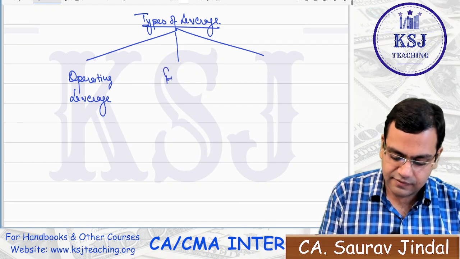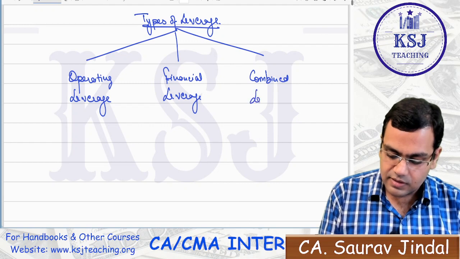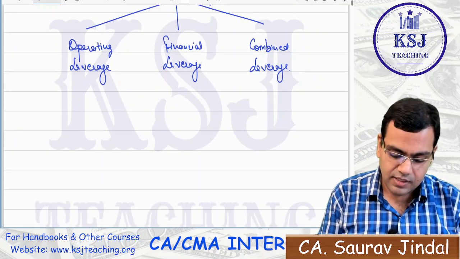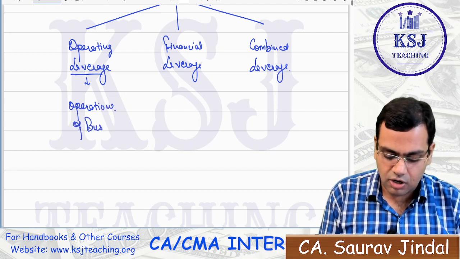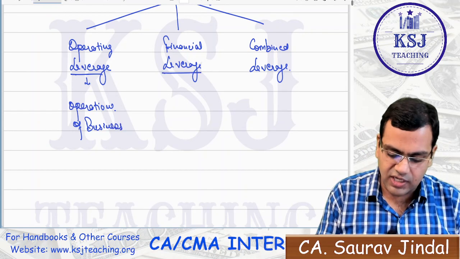Another one is financial leverage, and third one is combined leverage. Right now, what is operating leverage, sir? It is related to the operating profits of the business. This is related to the operations of the business, or what we can say, related to the operating profits of the business, sir.